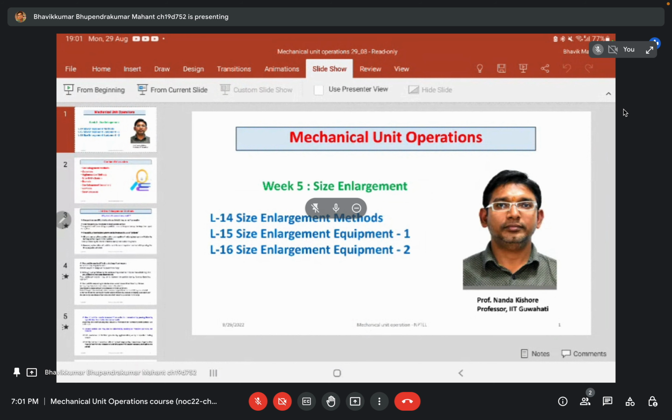Most of the things will be covered as a theoretical portion only. Some examples are there. So for that we will go through an in-depth description of the major topics in this size enlargement unit, and at the same time we will also try to solve some simple examples which can be helpful for solving the assignment.